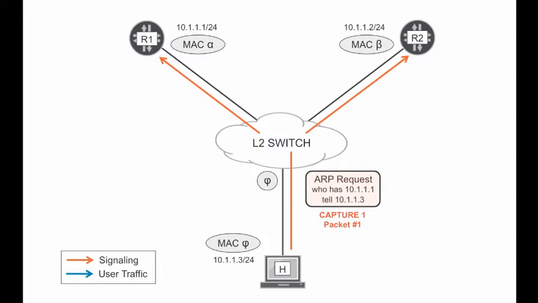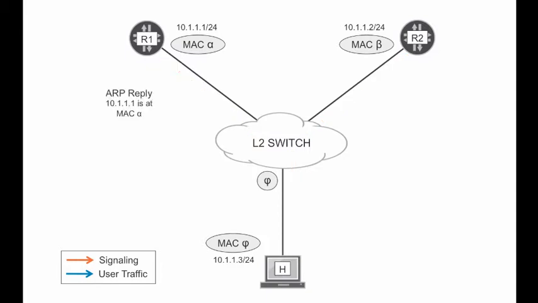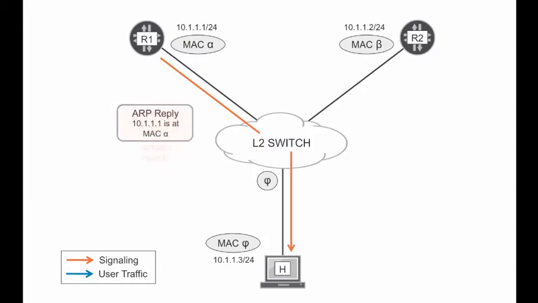Since the ARP request is asking about 10.1.1.1, R1 answers with an ARP reply. This ARP reply is targeted to MAC PHI. So the level 2 switch is clever enough to forward it only to the port connected to H. And it performs MAC learning for alpha, the unicast MAC address of R1.